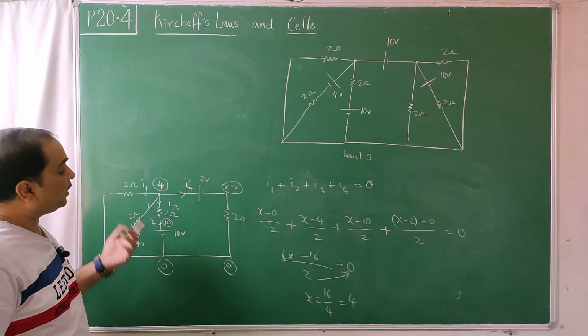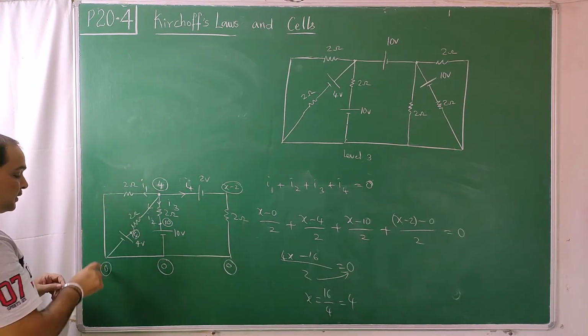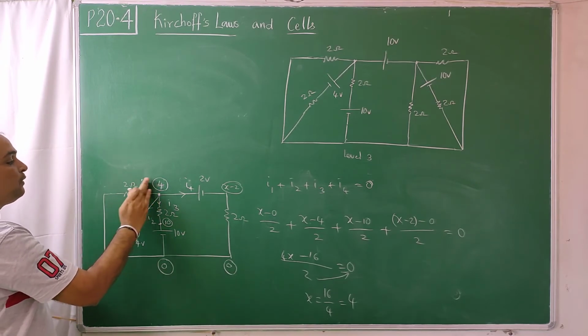Let me redraw the diagram again, otherwise now you can do it. 4 minus 0 by 2. So this I1 should be 2 amperes.